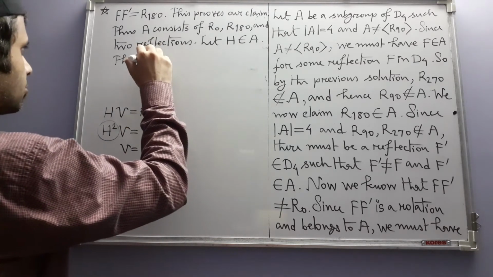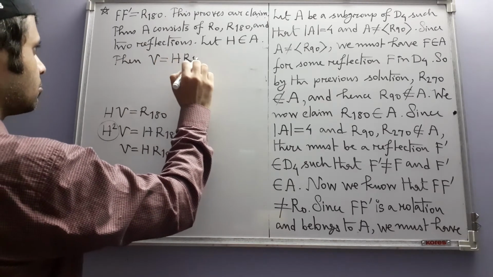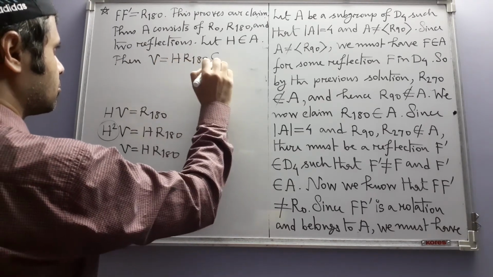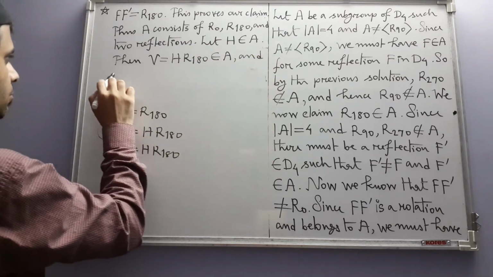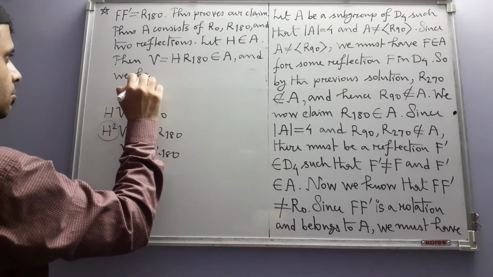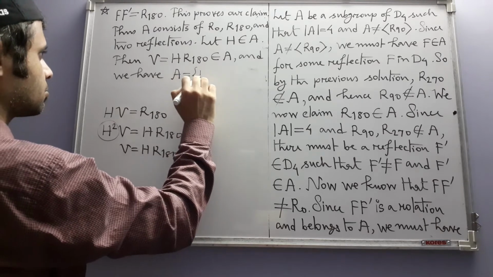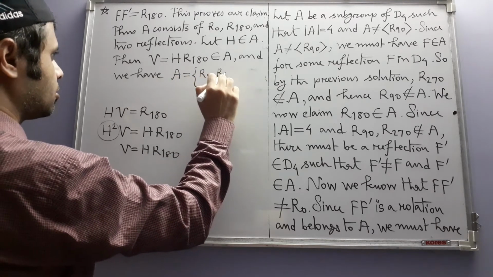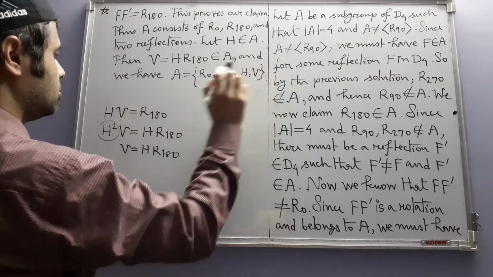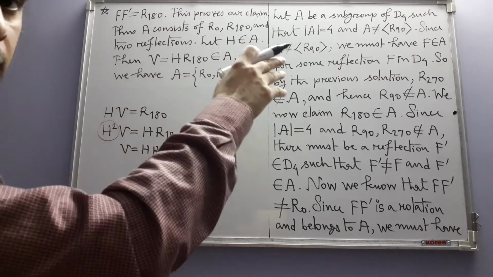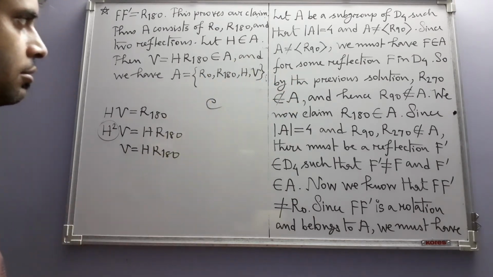Then this belongs to A, and we have A equal to R0, R180, H, V. So it's that group that came up in the previous solution when we were talking about C.